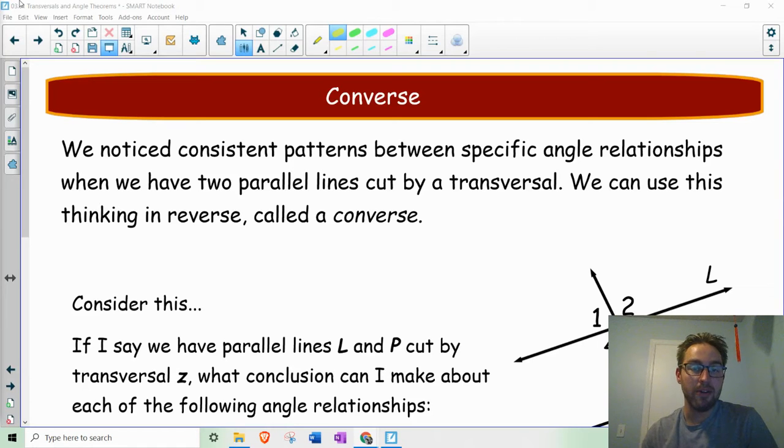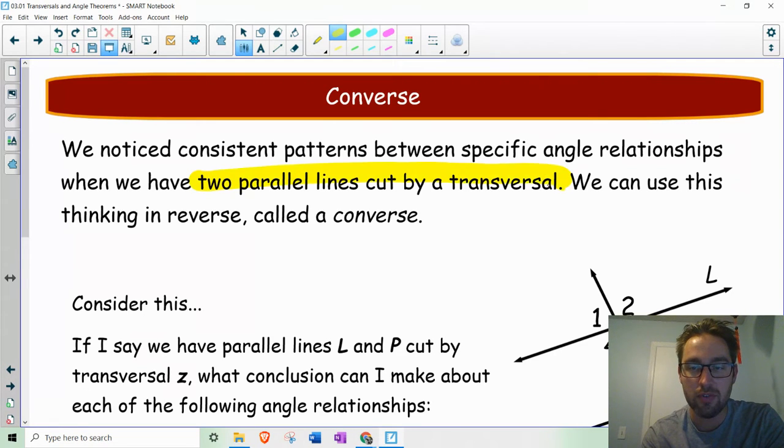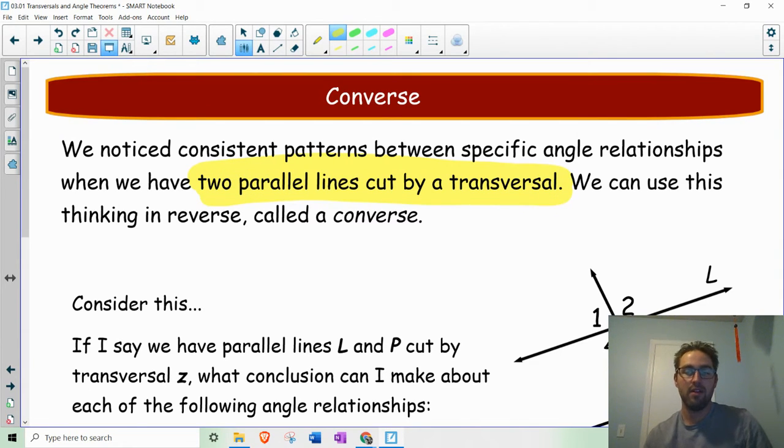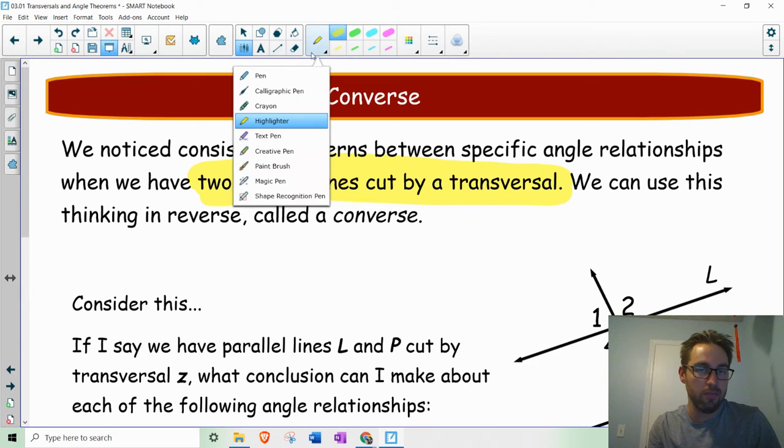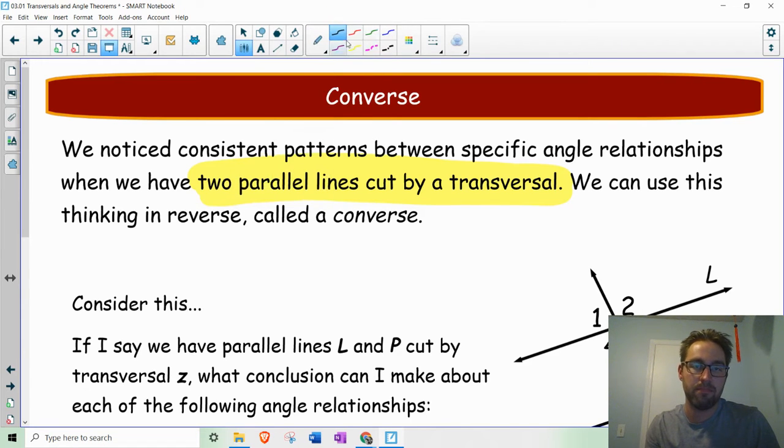The last thing I want to talk about today is something called converses. We notice consistent patterns between specific angle relationships when we have two parallel lines cut by a transversal. The key component was those two parallel lines. We can use this thinking in reverse, and in math we call that thinking in reverse converse. Consider this.